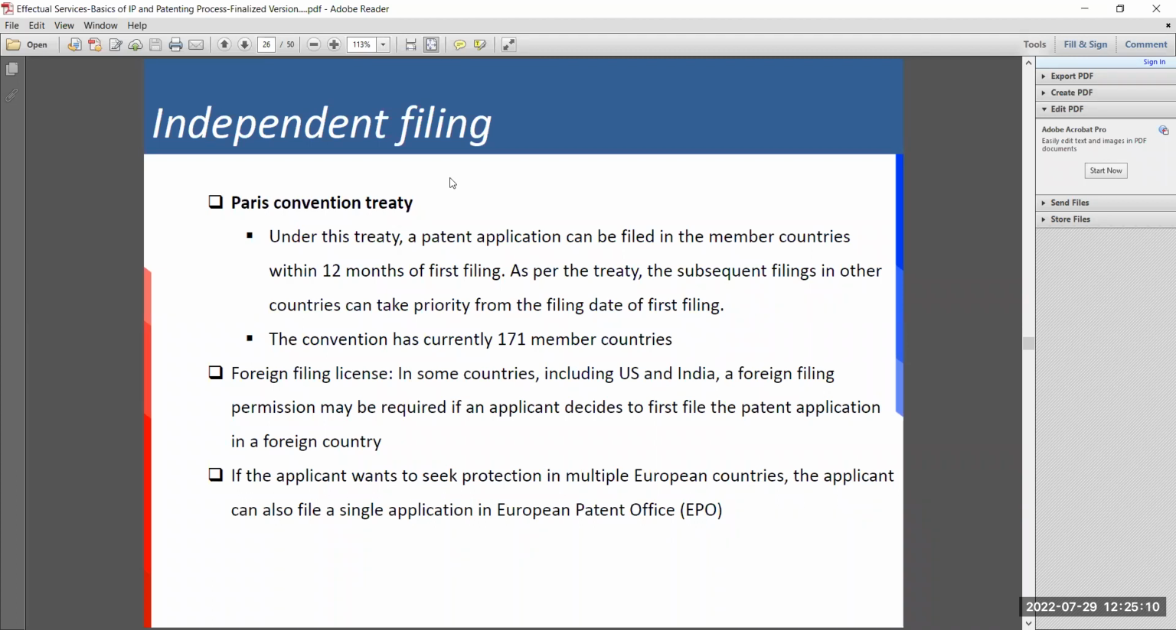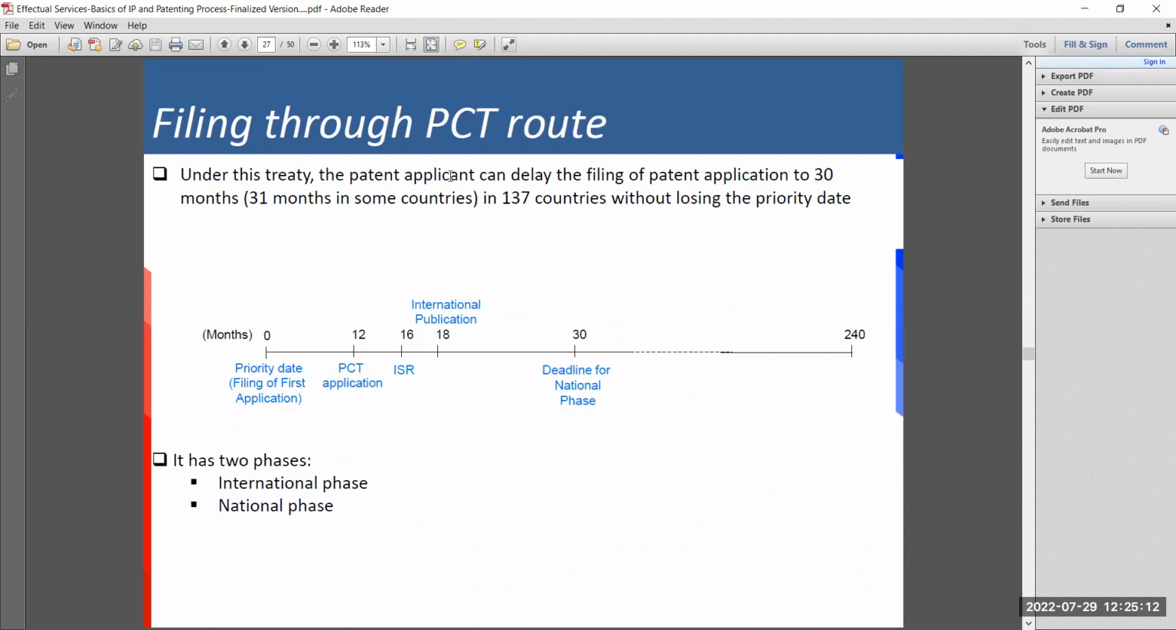Similarly, there is another route, the PCT route. The difference between the Paris Convention and the PCT route is that with the Paris Convention, whenever we want to go to another country, we have 12 months from the date of filing the Indian application. But in PCT, there are 31 months. So we will have more time.